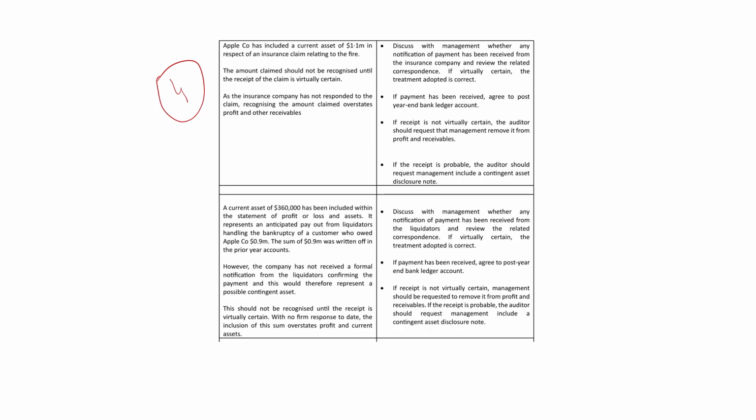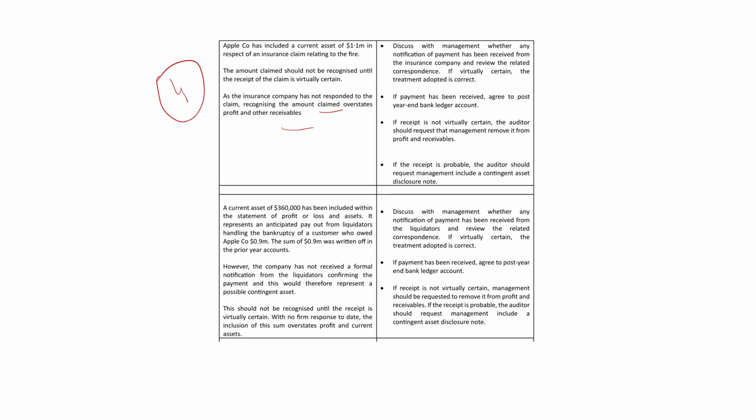Unless it is virtually certain, you cannot book that as other income and a receivable. The risk is that they have booked it too early. Because of that, your assets and profit are overstated. So they must have had some fire, for example, and although the insurance company hasn't confirmed they're going to be giving the money, they've booked a receivable. So they've debited the asset and they've credited other income.